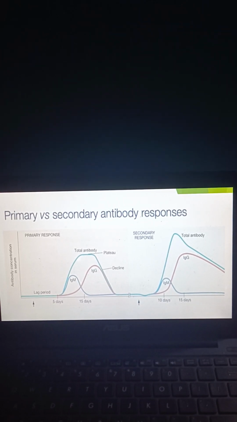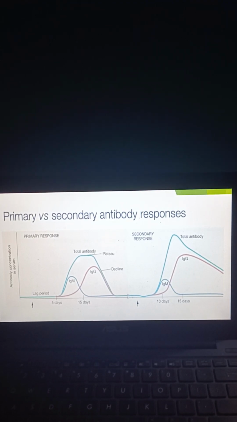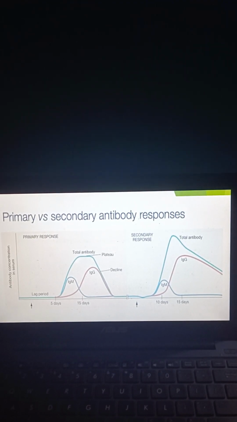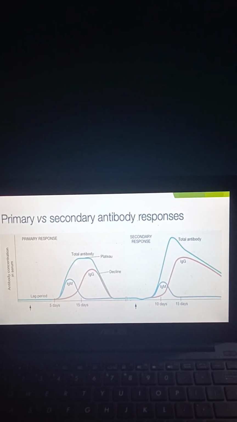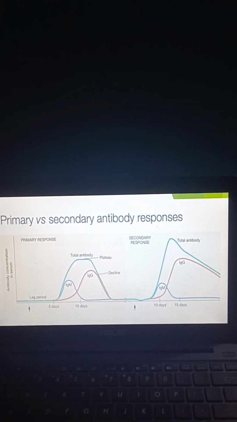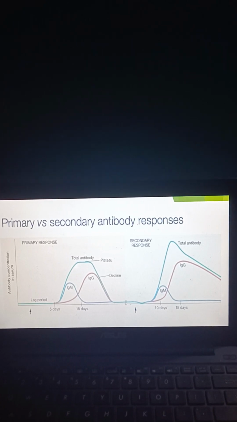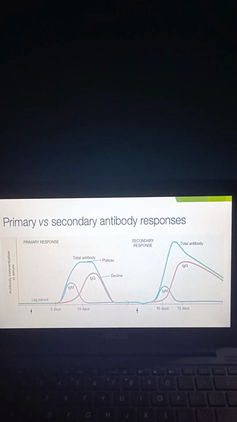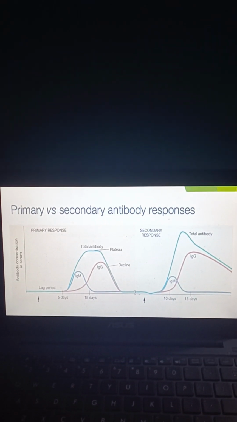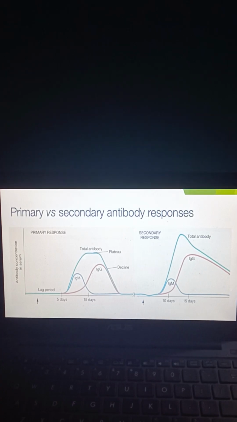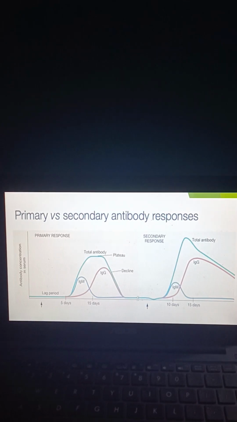In case of secondary response, after the primary response, on 10 days the IgM will peak and total antibody will increase, and IgG will peak on 15 days, then decline after 15 days. The x-axis shows antibody concentration in serum, and the y-axis is days or time.